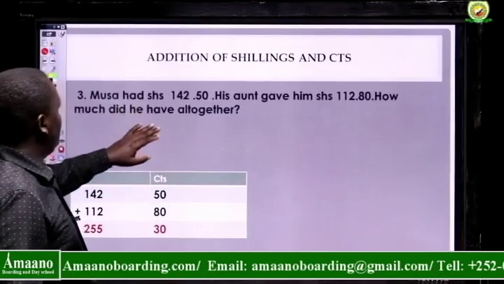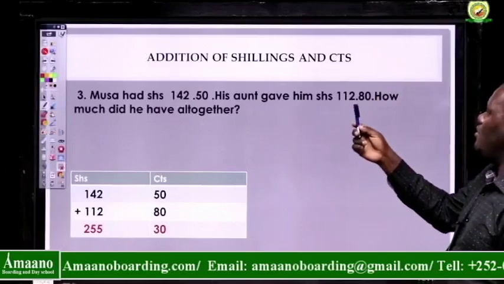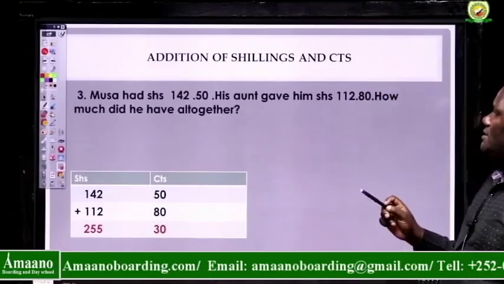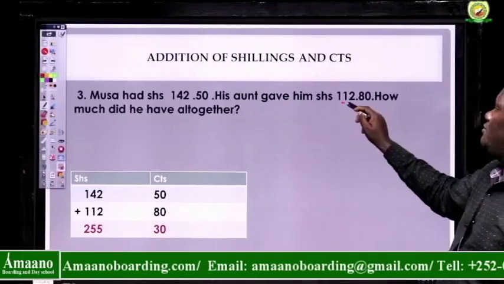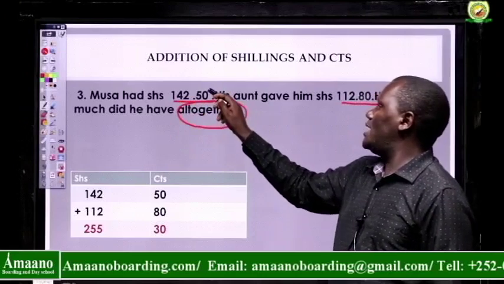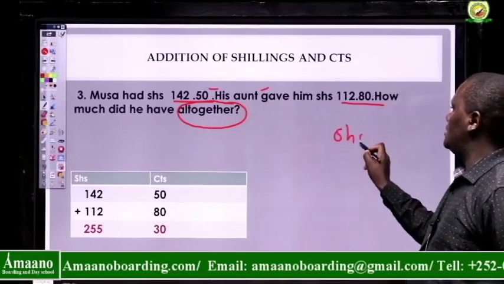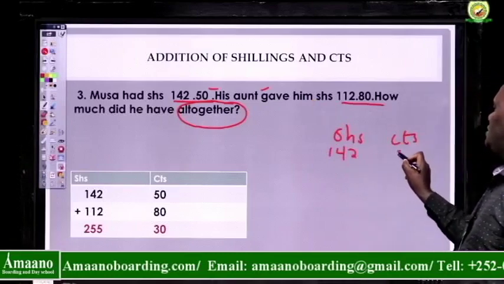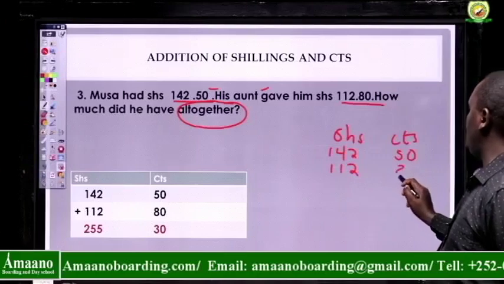Next example. Musa had 142 shillings and 50 cents. His aunt gave him 112 shillings and 80 cents. How much did he have altogether? Altogether means I'm going to add what Musa had and what the aunt gave him. I will write the shillings and the cents. Shillings, it's 142. The cents, it's 50. Shillings is 112. Cents, they are 80.